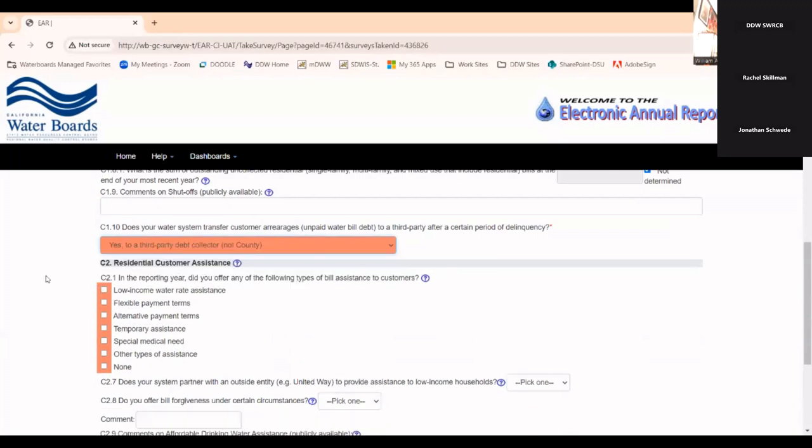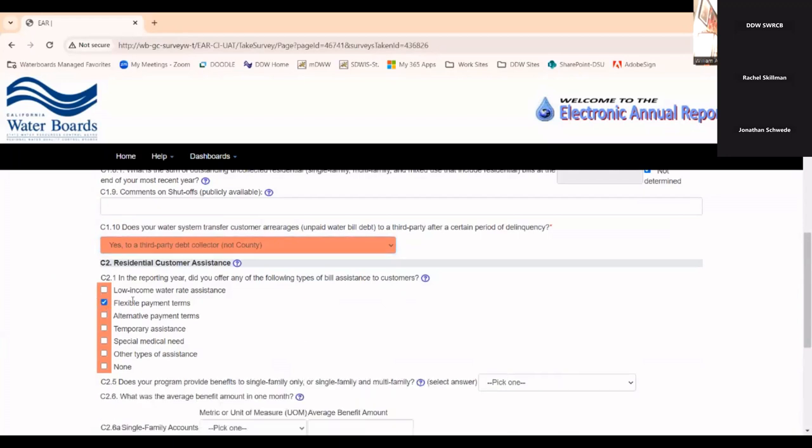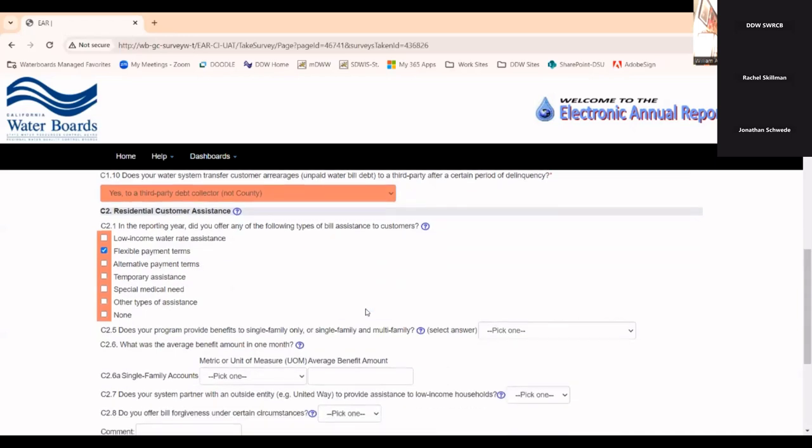And then just asking if you provide any kind of a bill assistance to customers. Perhaps you have an agreement with a customer where they don't have to pay their water every other month or something like that. So you can provide other types of assistance, special medical need, just to reflect what kind of agreement you have with those customers.